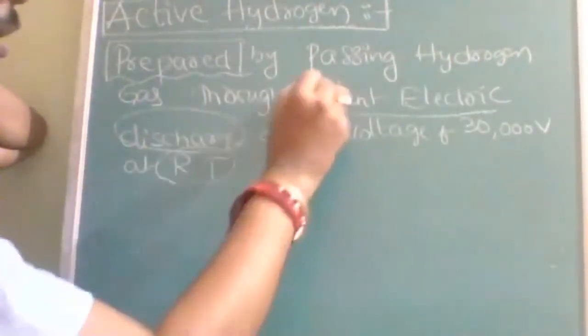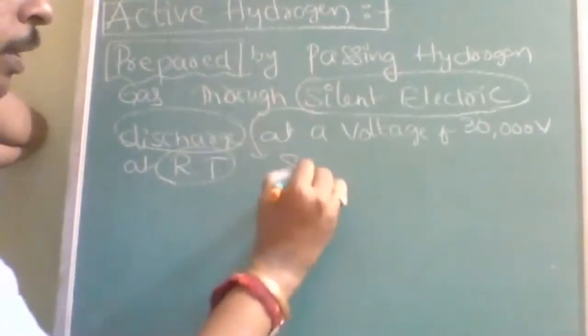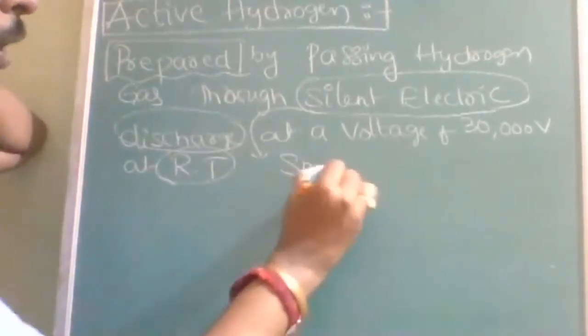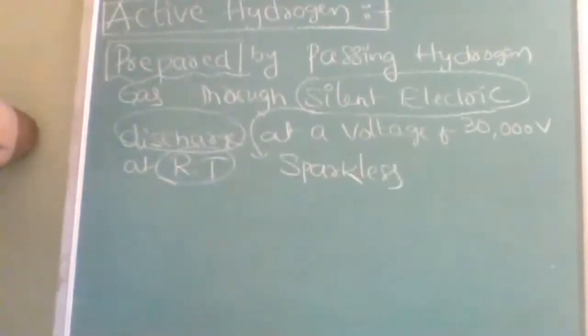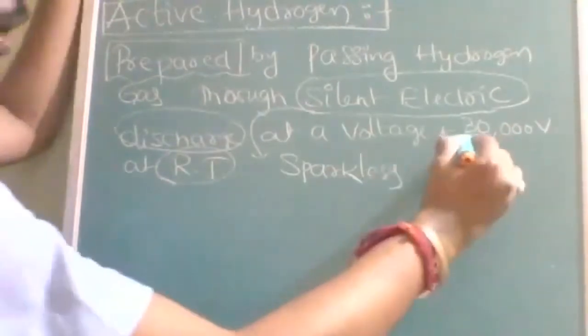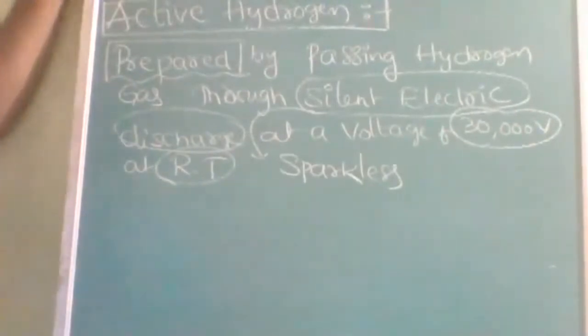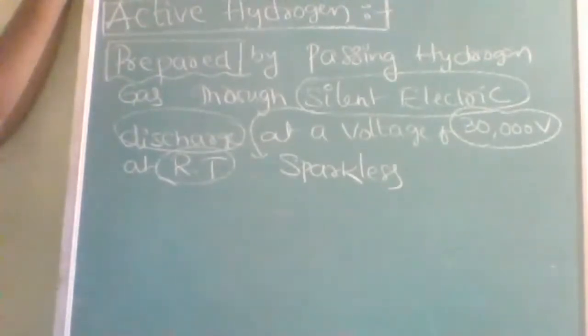What is silent electric discharge? It is a sparkless discharge. Once high voltage is discharged, the high voltage is neutralized, so there can be sparks. So a sparkless electric discharge is called a silent electric discharge. And how much voltage is discharged? 30,000 volts. There the temperature required was very high. Here the voltage required will be very high, but the temperature is what? Room temperature only.